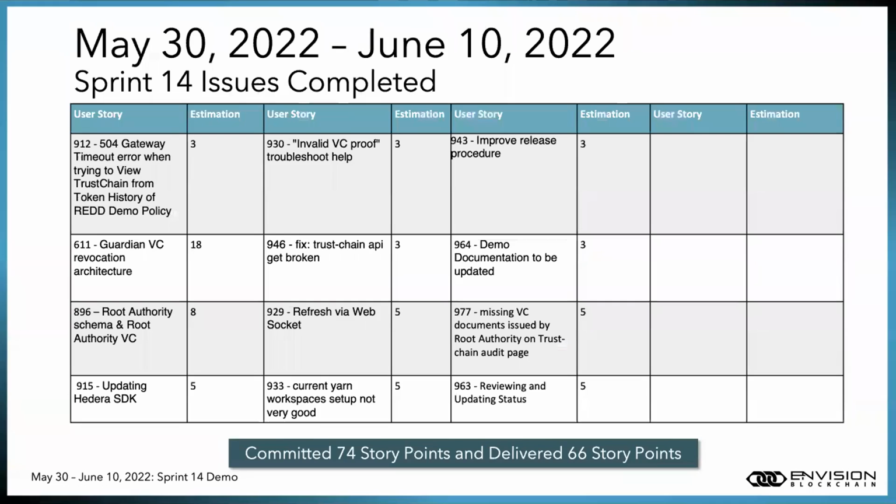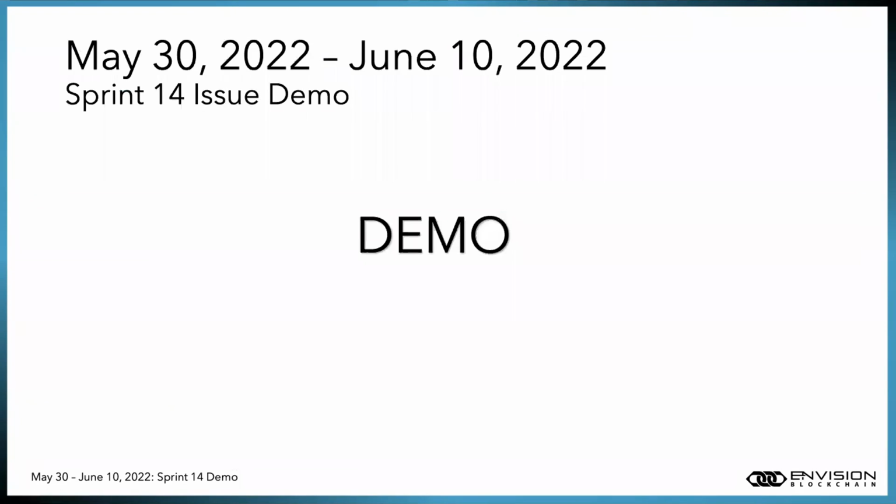So, an overview of what we covered in Sprint 14. In Sprint 14, we committed to 74 story points and we delivered 66 story points. These story points covered 611, which is Guardian VC revocation architecture. We have also worked on 896, root authority schema and root authority VC. We have worked on some of the bugs, which are 912 and 977. In addition to this, we have also worked on an enhancement of documentation, which is 964, and so on. Now let's look over our Sprint 14 demo.